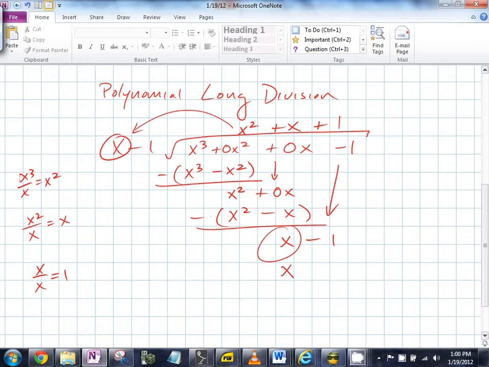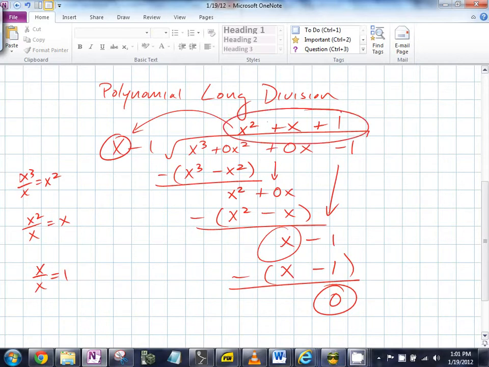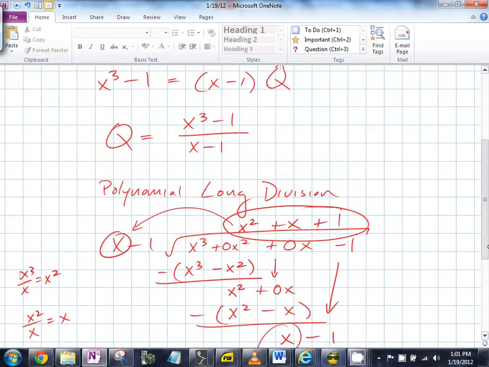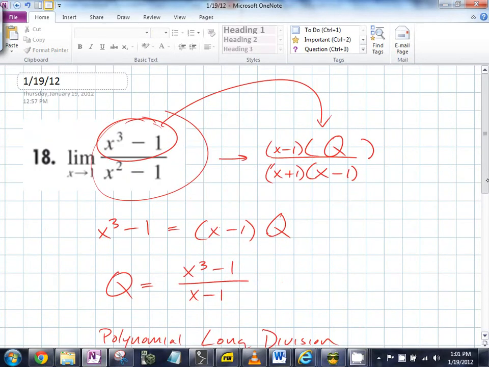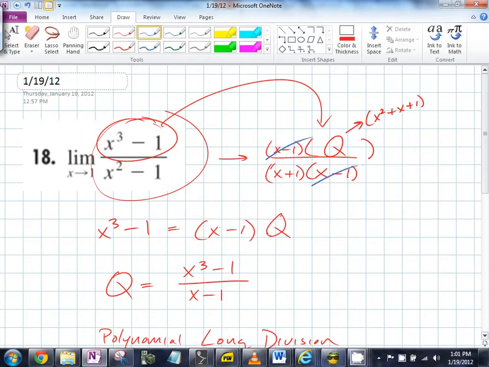So what is question mark equal to? Plus 1. X squared plus x plus 1. So what this means, and I'll explain that one more time, it means that q is equal to x squared plus x plus 1. What cancels now? The x minus 1's cancel. Now what can you plug in? You plug in 1 into this, you get 3 over 2. You get 3 over 2.